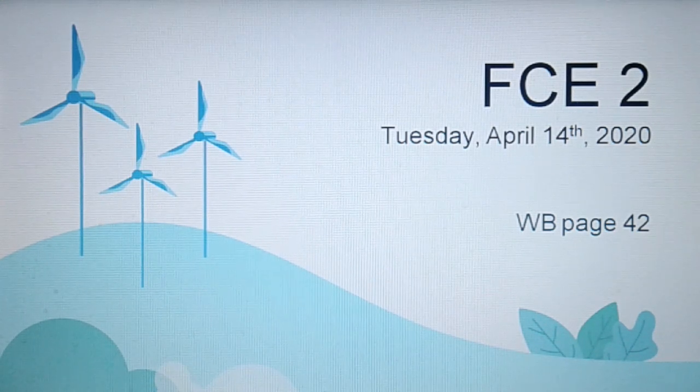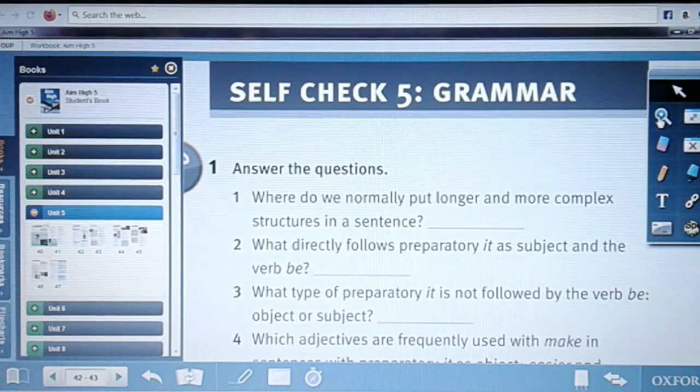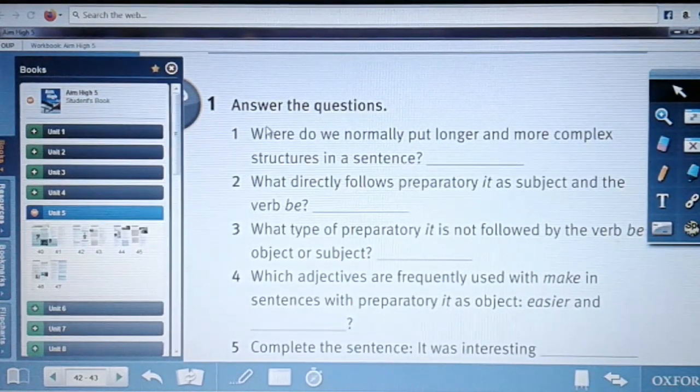This time, what you need to do is self-check 5 in your workbook, page 42. Have you opened your workbook, page 42? So, the focus of today's task is grammar. Now take a look at part 1. You need to answer these questions.